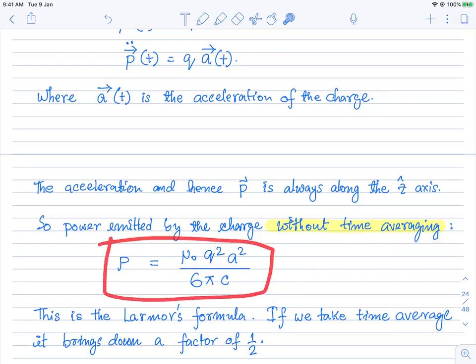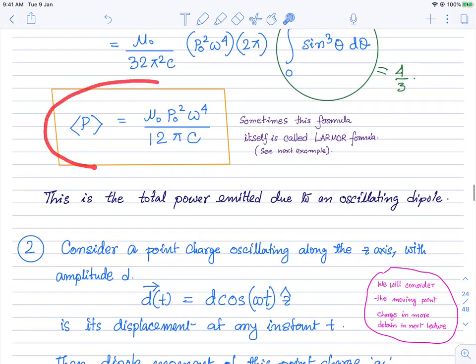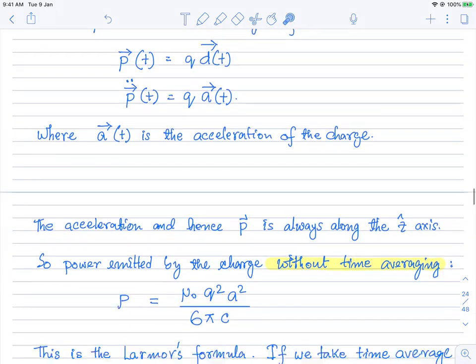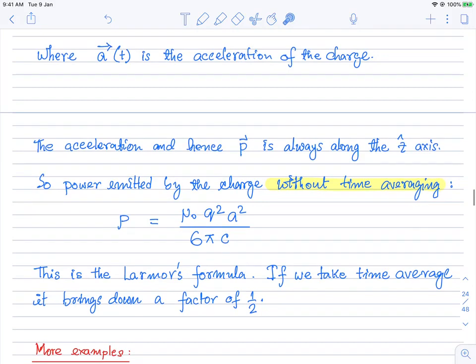And this is the sense in which it is there. But sometimes this formula for the dipole is also referred to as the Larmor formula. But we are going to do the point charge again, more seriously. I'm not doing it very seriously here, because we will deal with it when we treat the point charge more seriously.